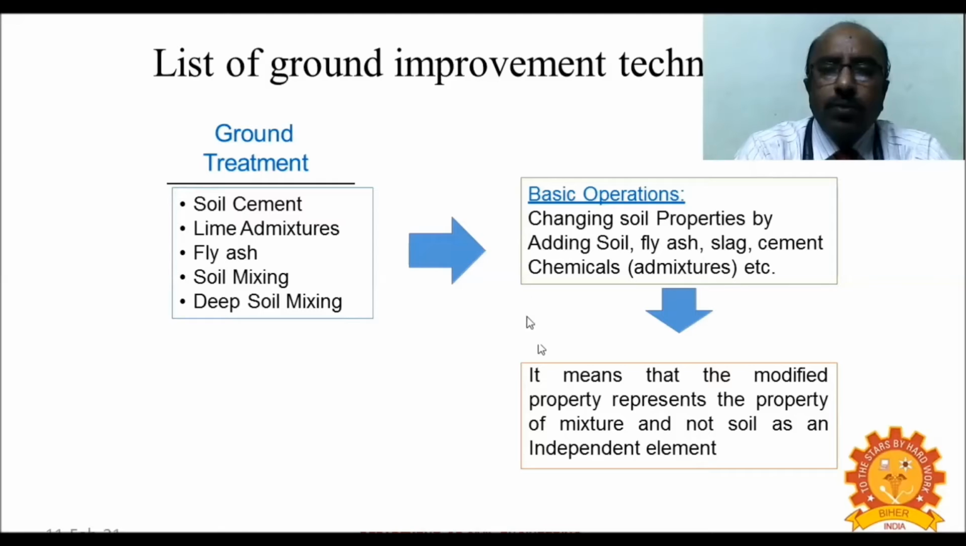Whereas ground treatment is where we change the soil property by adding some binding material, like fly ash or slag or cement or chemicals. It's an admixture. That means we are completely modifying soil properties by mixing the soil with the binding material, and the ultimate property is not only of the soil but of the soil as well as the added material.